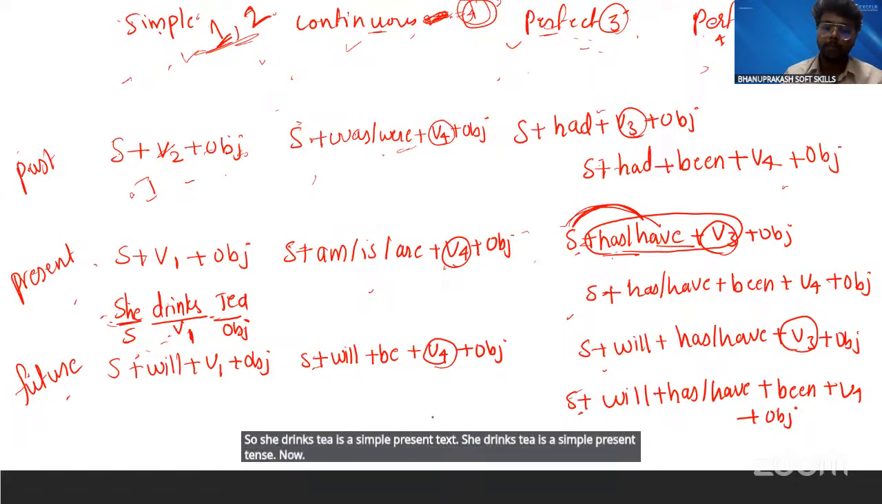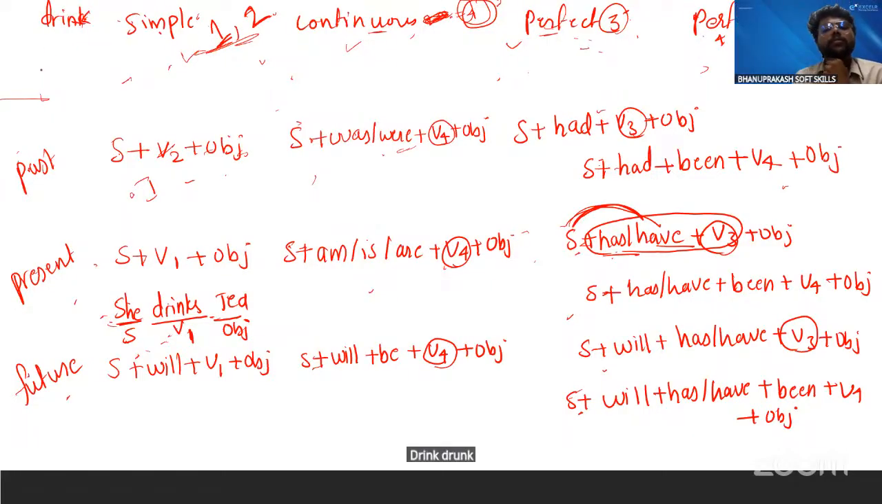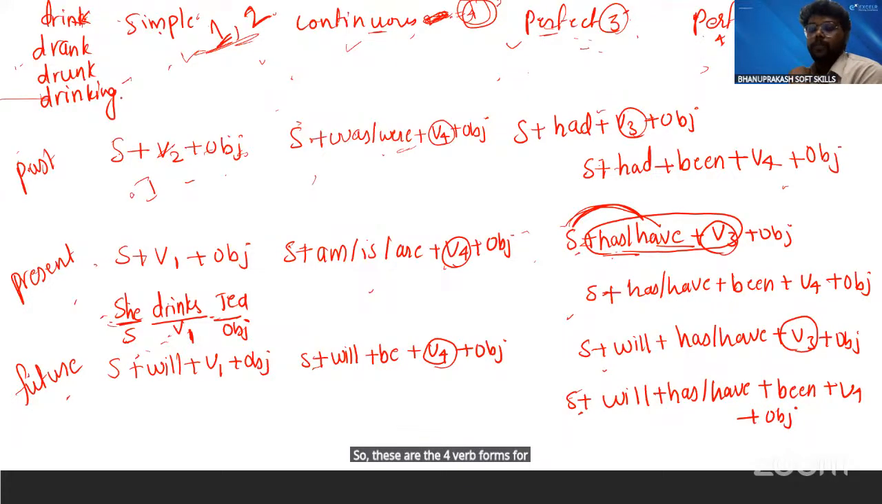Now with the same example, what are the verb forms for drink? Drink, drank, drunk. Yes: drink, drank, drunk, and drinking. So these are the four verb forms for drink.